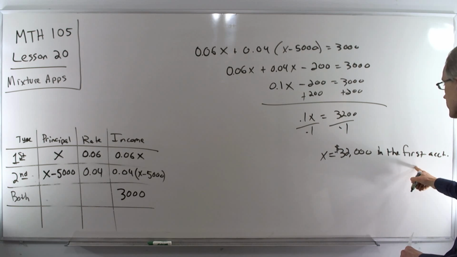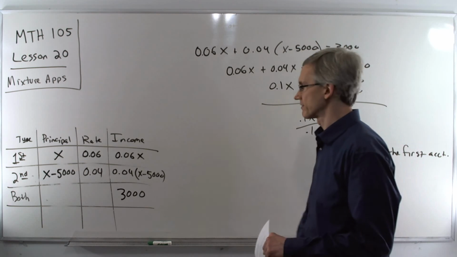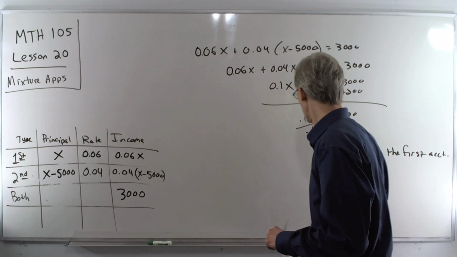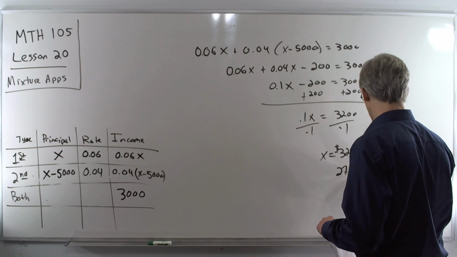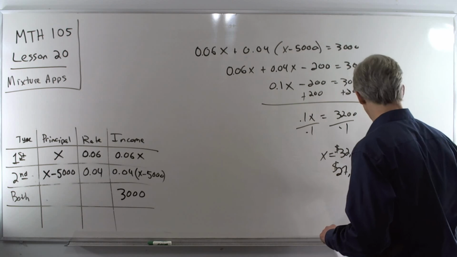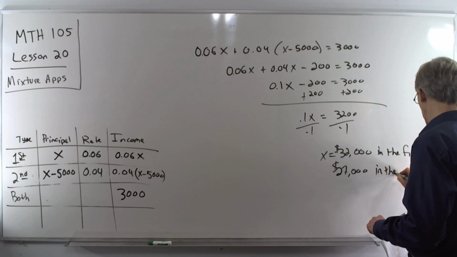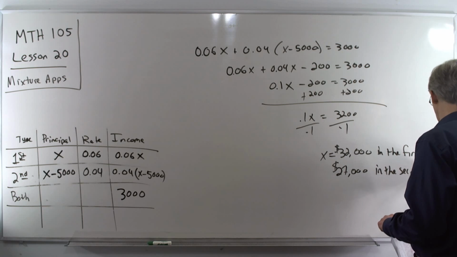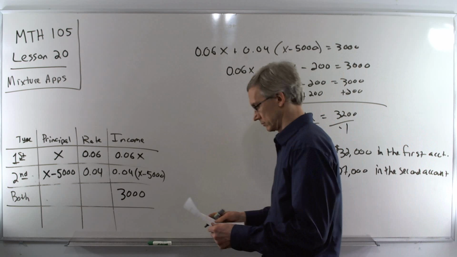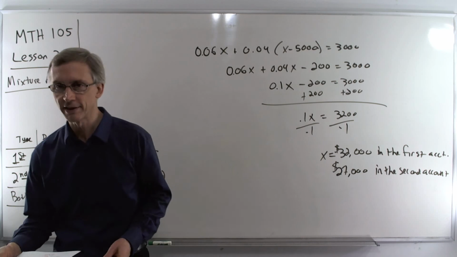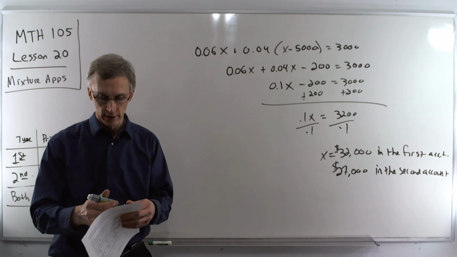So 32,000 goes in the first account, and we know there's 5,000 less in the second account, so subtract 5,000 from this, and we get 27,000. Sorry, 27,000 in the second account.